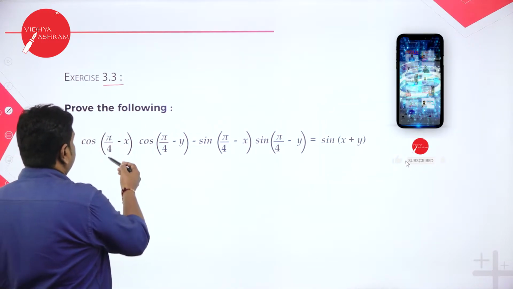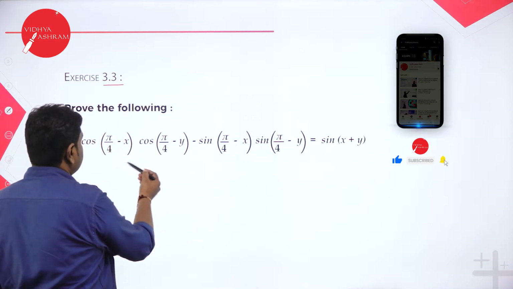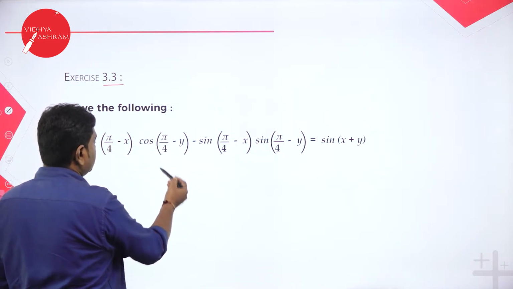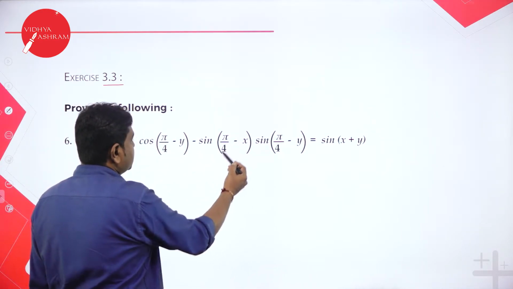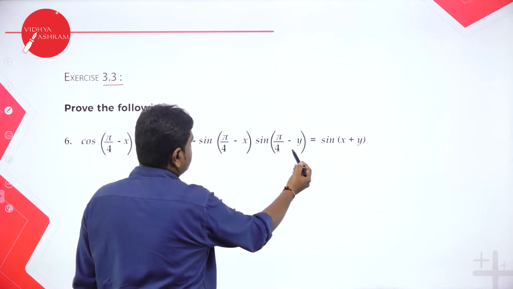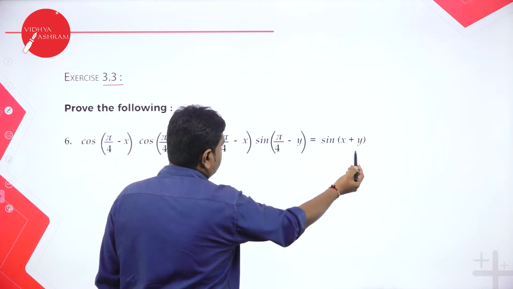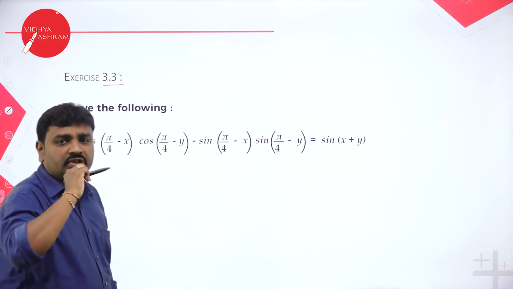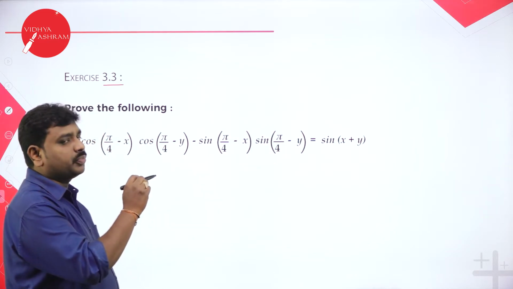They wanted to prove this: cos of pi by 4 minus x into cos of pi by 4 minus y minus sin of pi by 4 minus x into sin of pi by 4 minus y is equal to sin of x plus y. In order to prove this, first you should know a very important compound angle.